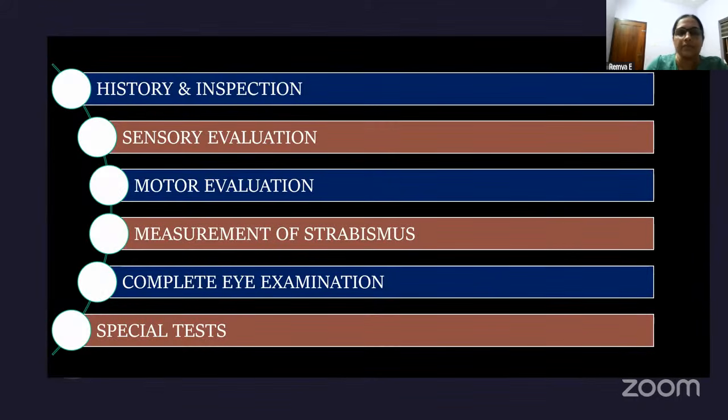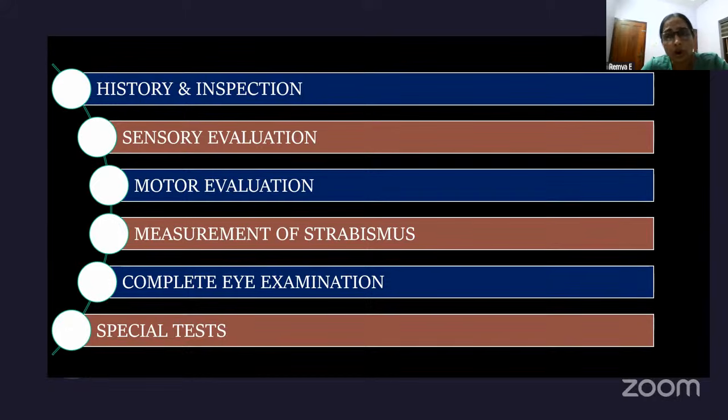So now coming to the examination part. I will go in this order. This is how you should see a patient. It starts with a history and inspection. The squint examination usually starts as soon as the child enters your room. You have to know inspection is very important.